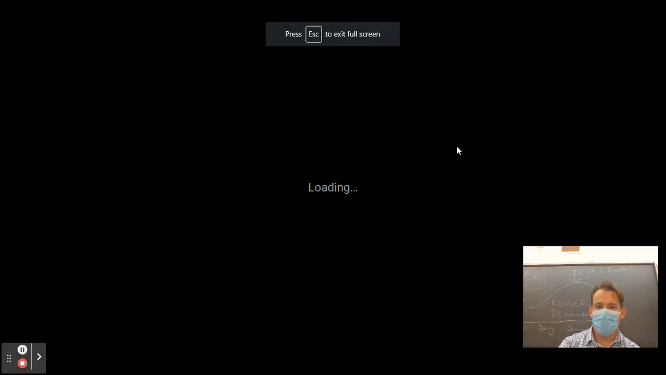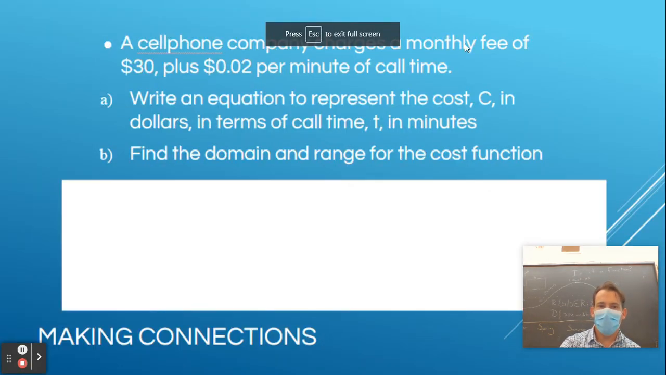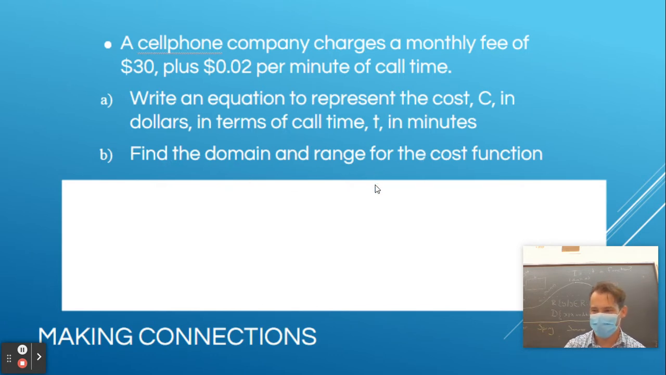Good afternoon, everyone. We're going to get started by creating a quick equation that would describe this situation. We want to represent the cost of getting a cell phone if the monthly fee is $30 and we have to pay 2 cents per minute of call time. So can you create a function that would do that? And then tell me the domain and range of that cost function.